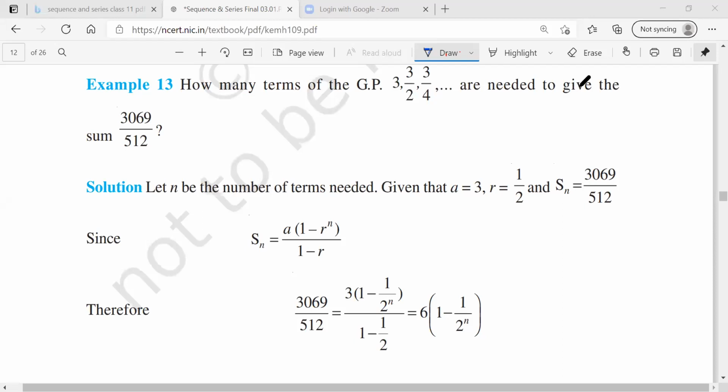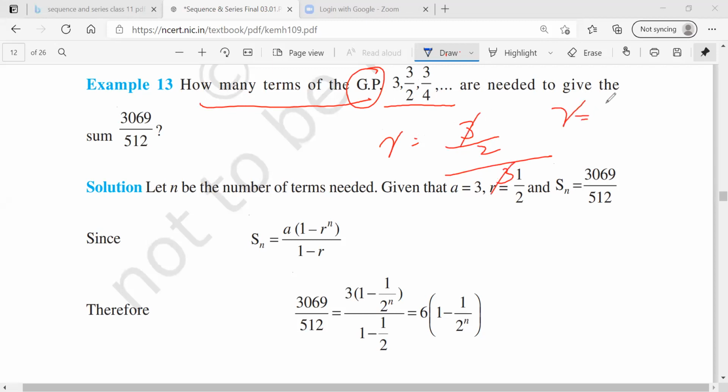Let's take this question. The question here is, how many terms of the GP 3, 3 by 2, 3 by 4 are needed? So obviously we should know r. What is the ratio of the GP? 3 by 2 divided by 3. I can cancel the 3 and 3, and I get 1 by 2. The r value is 1 by 2. It's as simple as that.